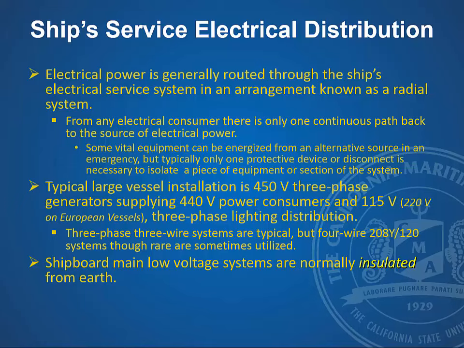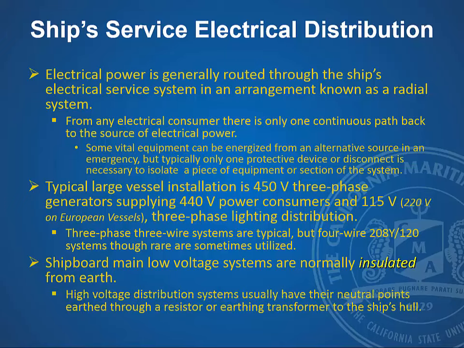Shipboard main low voltage systems are normally insulated from earth, which means that the high voltage distribution systems usually have their neutral points earthed through a resistor or earthing transformer to the ship's hull. Again, this gets into 3-phase electrical theory, which is more than what we really want to talk about in here. But what I want you to understand is that our generators are 3-phase.